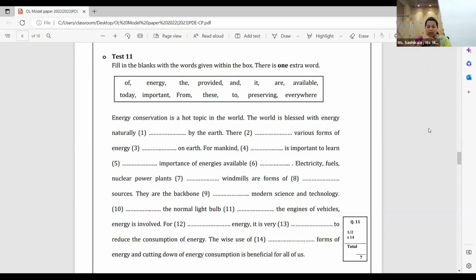Fill in the blanks with the words given within the box. There is one extra word. Fill with the given words. Those are the very important key words here. Let us first read the words within the box. Of, energy, the, provided, and, it, are, available, today, important, from, these, to, preserving, everywhere. I think maybe one or two words may be strange.